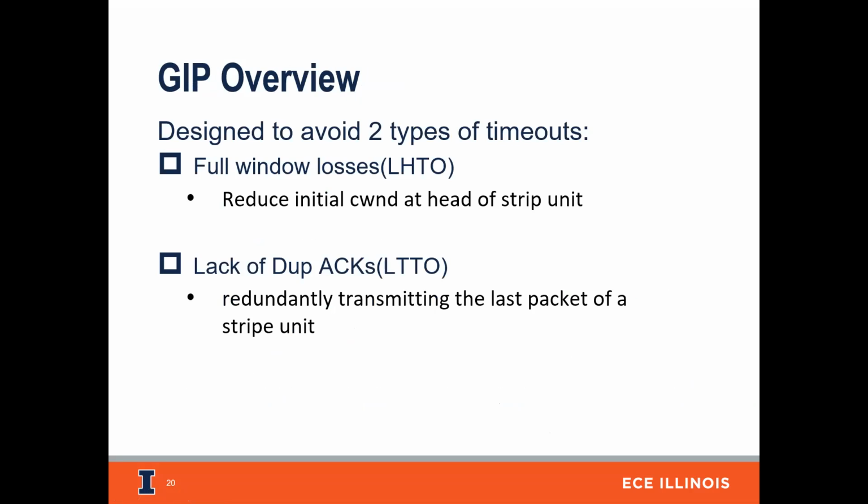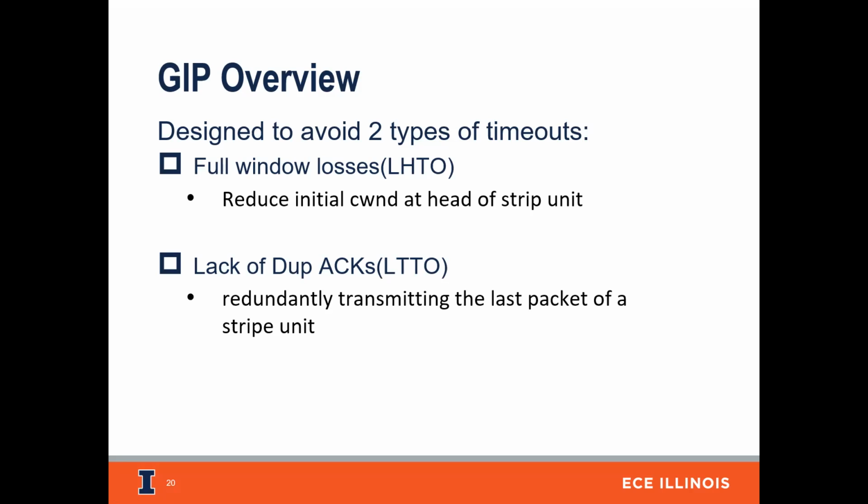We'll quickly scan through GIP, known as Guarantee Important Packet. It makes TCP aware of the boundaries of the striping units and reduces the size of the congestion window of each flow at the start of each stripe, as well as redundantly transmitting the last packet of each stripe unit. GIP modifies TCP at the sender side.